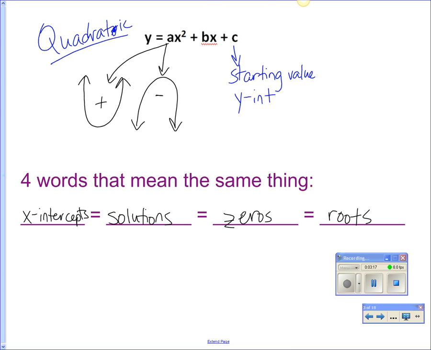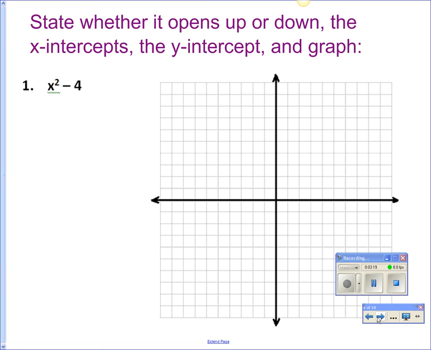Okay, so let's actually do the first problem. State whether it opens up or down, the x-intercept, the y-intercept, and graph. So we're doing a lot of stuff with this one problem today. First, state whether it opens up or down. Let's do that first. What number is in front of the x squared? A positive 1 or a negative 1? Positive. And so that means it opens up. Since it's a positive 1, it opens up. If I write it on the board, you write it on your handout. It opens up. Okay?